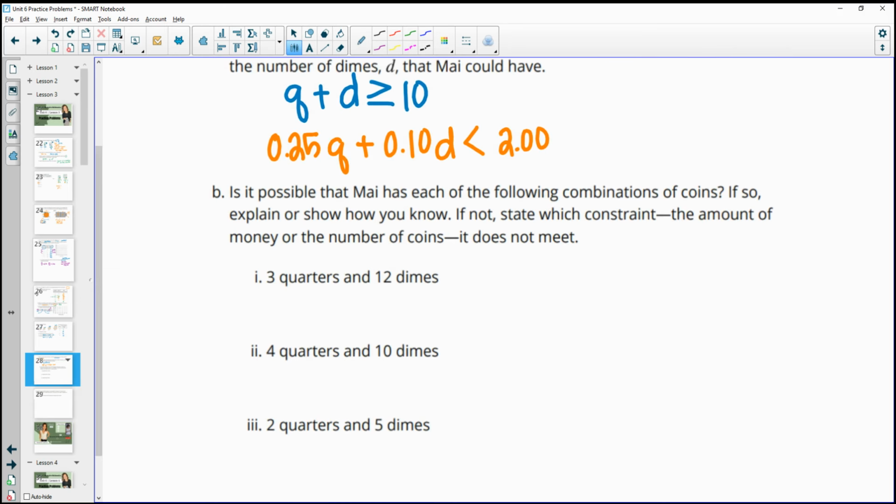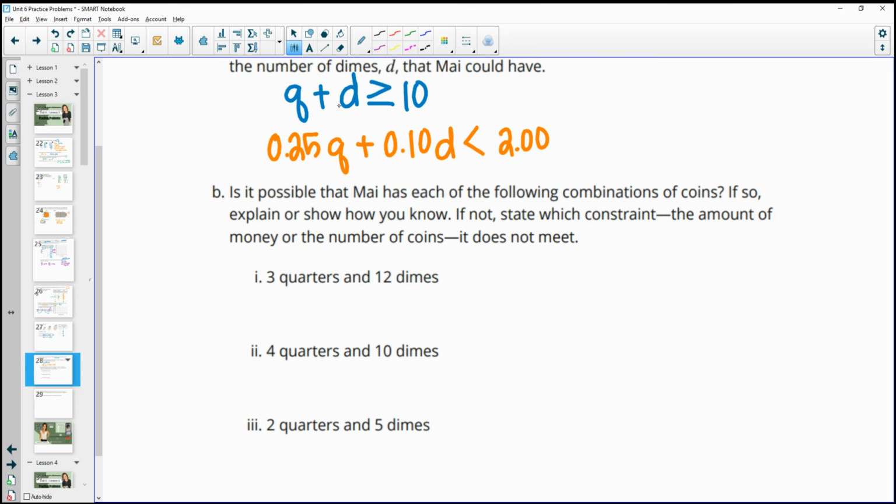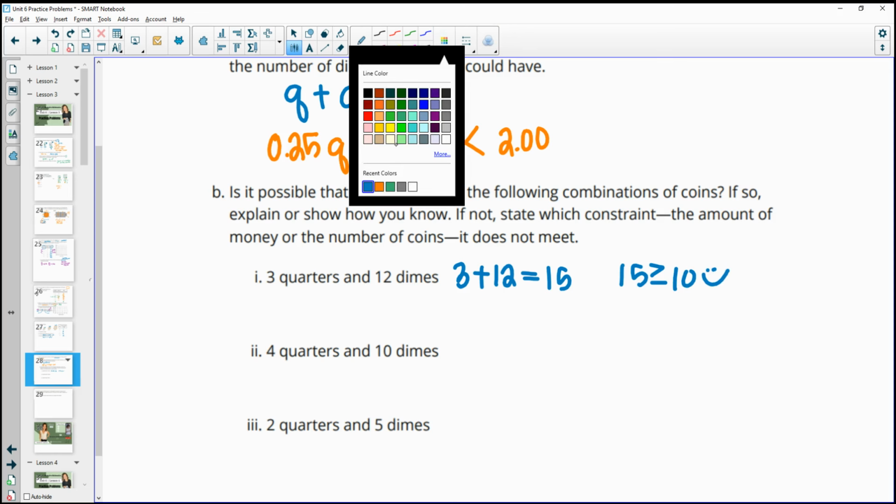So then part B asks us if she is able to have these possible combinations. So are the following combinations of coins possible? Explain or show how you know. So first of all, they have to meet this first criteria, that there has to be greater than or equal to 10 coins. So in part 1, we have 3 quarters plus 12 dimes, which gives us 15 coins. And 15 coins is greater than or equal to 10, so this is good. It satisfies that part of the system.